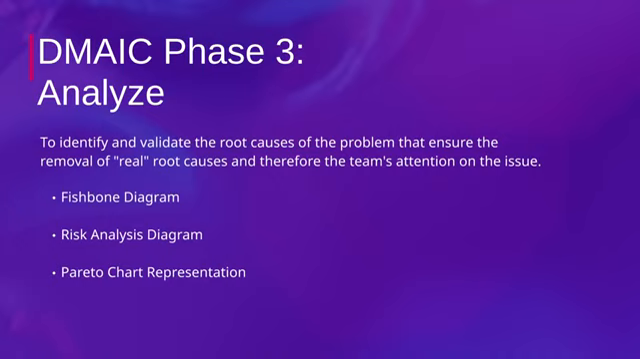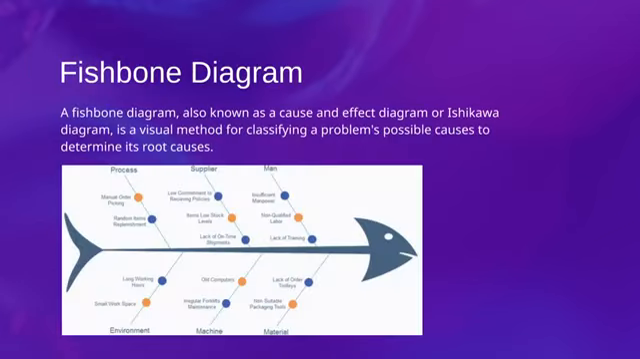Okay, so we try to come up with root causes and remove them, and we bring the team's attention to the issue. We use the fishbone diagram, risk analysis diagram, and Pareto chart. The fishbone diagram, as we can see, is a cause and effect diagram, which measures the root causes of different processes.